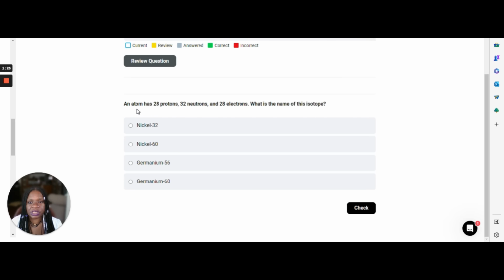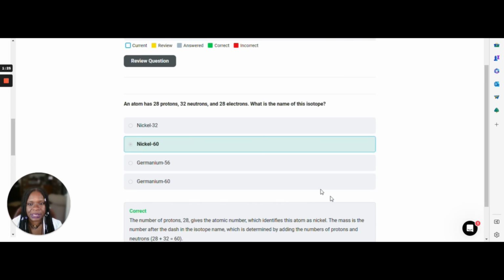Next question, question number 48. An atom has 28 protons, 32 neutrons, and 28 electrons. What is the name of this isotope? Is it nickel 32, nickel 60, germanium 56, or germanium 60? Well, there's some adding going on, so we're going to go ahead and add the protons and the neutrons together to come up with nickel 60.